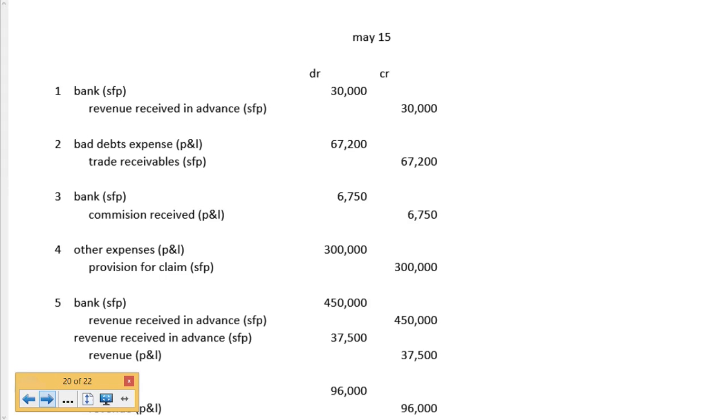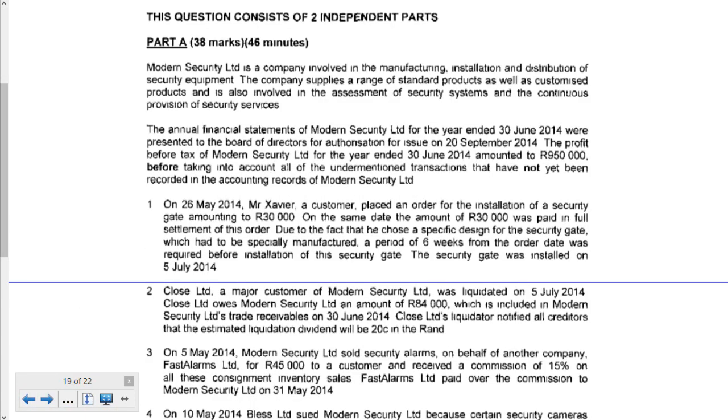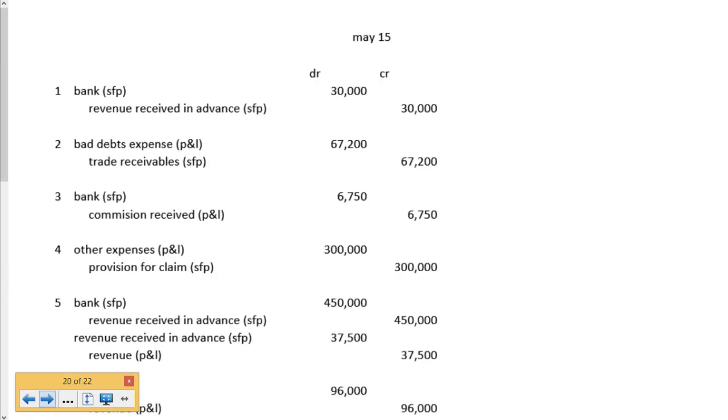Agreed? The third one, we sold security alarms on behalf of another company for 45,000 Rand, and we received a commission of 15%. They paid this commission on the 31st of May. So we're going to account for the commission, not for the gate. It's not our gate, right? Or our system. It's somebody else's.